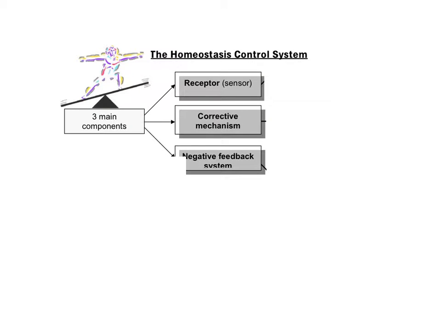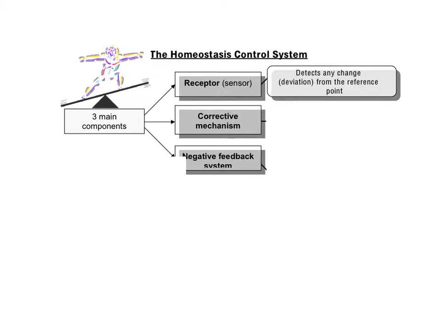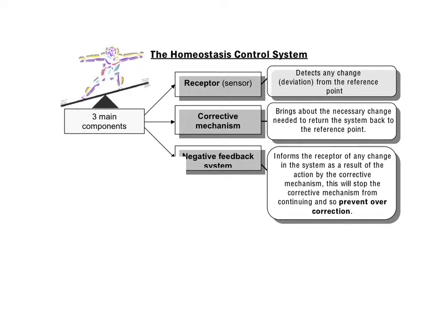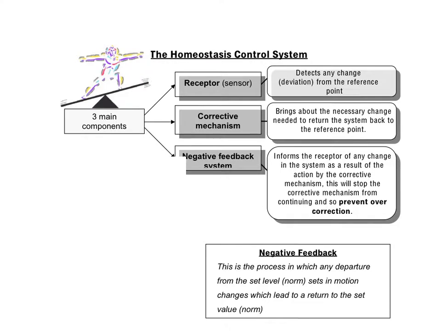The ability to control our internal environment depends on a system that has three components. We need a receptor, and the receptor's job will be to detect any change in the environment, comparing it to an inbuilt reference point. Some sort of system to bring about change, to put it back to what the body considers to be normal. And then we need a system that prevents the overcorrection of it, and that's referred to as this negative feedback system. And just remember that that does prevent the overcorrection. So those are the three main components of the control mechanism.